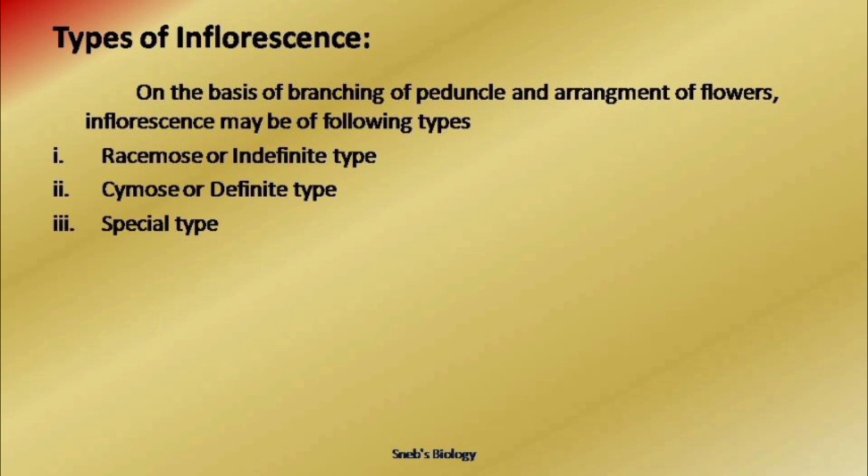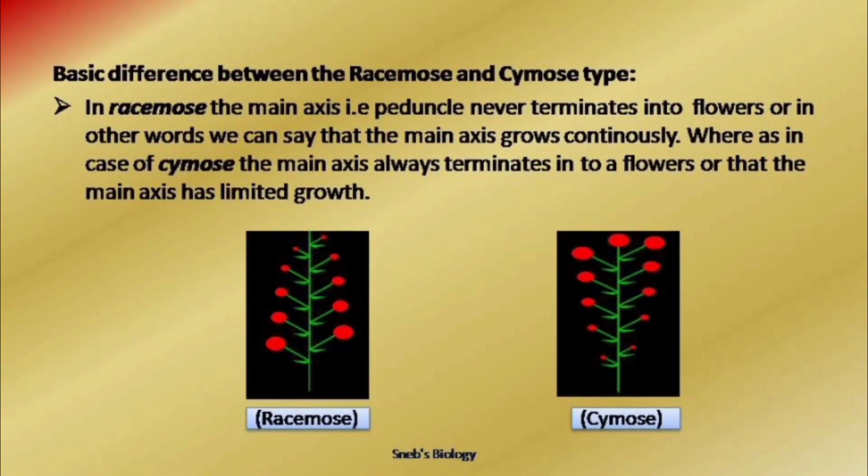First we discuss the first two. For this we need to understand the basic difference between the racemose and cymose types of inflorescence. In racemose, the main axis, that is the peduncle, never terminates into a flower, whereas in cymose, the main axis has limited growth and always terminates into a flower. Once the flower grows, the growth of the main axis terminates. So in racemose, the main axis grows continuously, whereas in cymose, it has limited growth and always terminates into a flower. This is point 1.